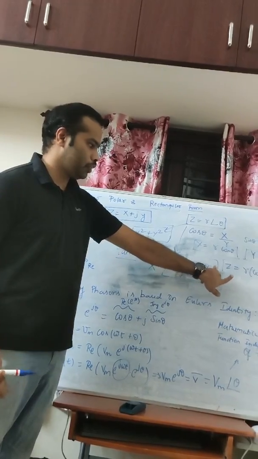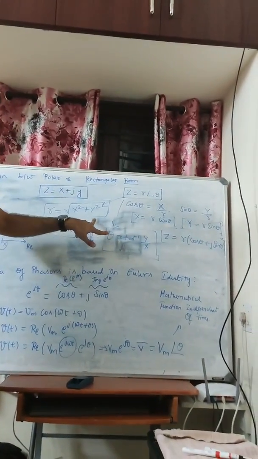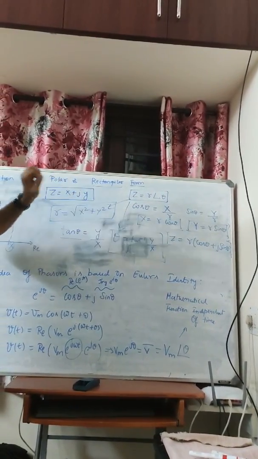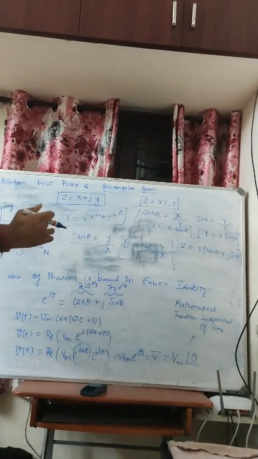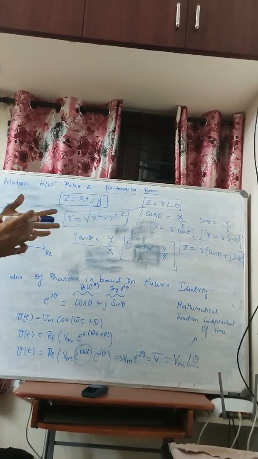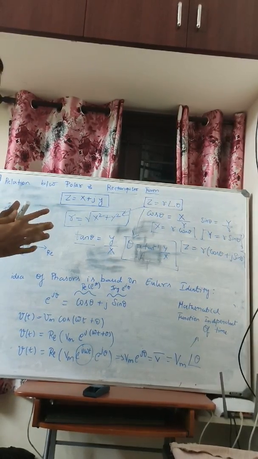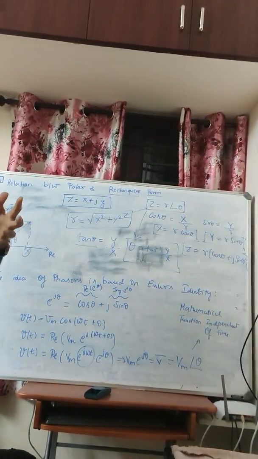So with the help of this you can relate your rectangular form as well as your polar form. Okay. So the next thing is the idea of phasors. Generally it is related with your Euler's identity.